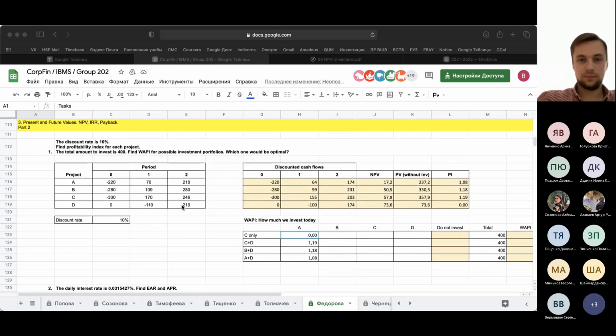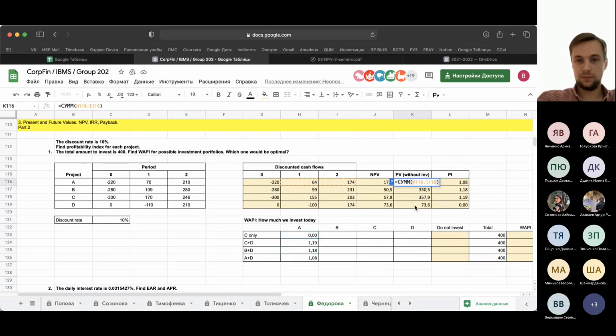Okay, so to count the discounted cash flows, we use the formula as we used in the previous task. We multiply the initial cell, is it the investment or the cash flow, by 1 divided by 1 plus the discount rate, and we put it in the power of the period. And here we have the discounted cash flows, and NPV is just the sum of all of this because we have investment with minus. Yes. And the present value is the same without investment.